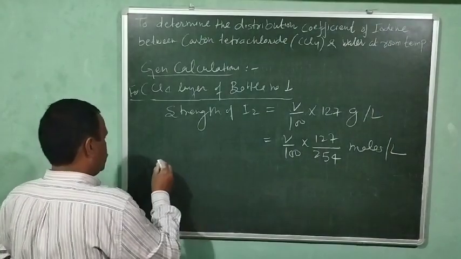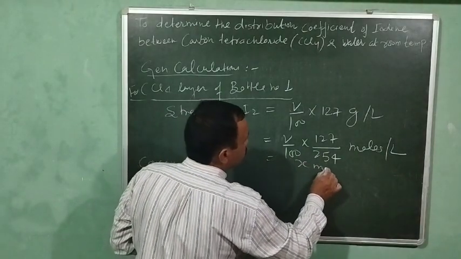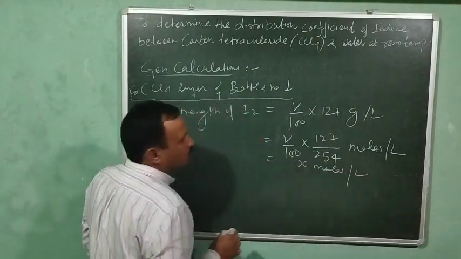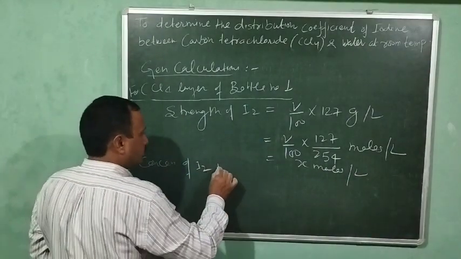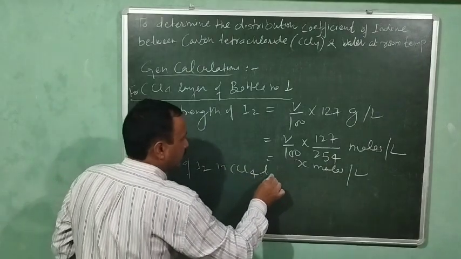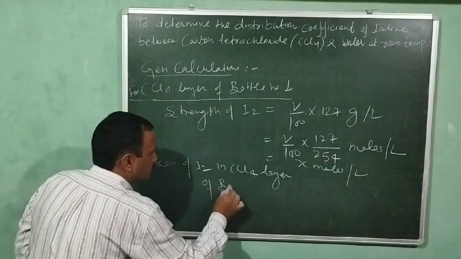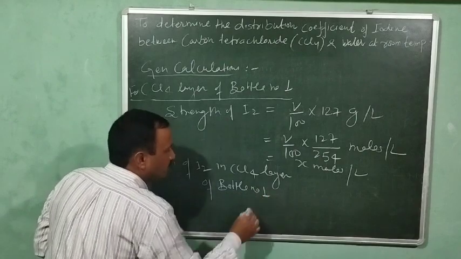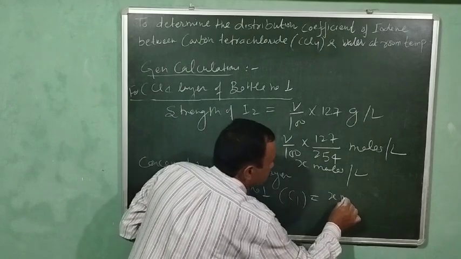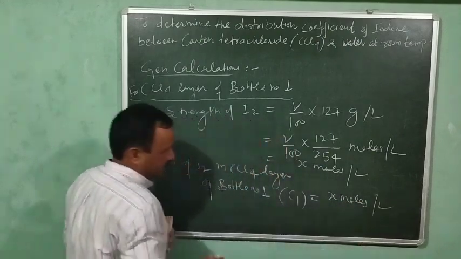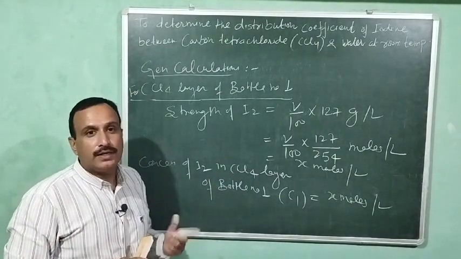So the concentration of iodine, and let it is equal to x moles per liter. तो मान लिया कि ये है x moles per liter. So the concentration of iodine in CCl4 layer of bottle number 1, इसको हम C1 बोलेंगे, C1, and it is equal to x moles per liter. So in this way we have calculated the concentration of iodine in the CCl4 layer of bottle number 1.